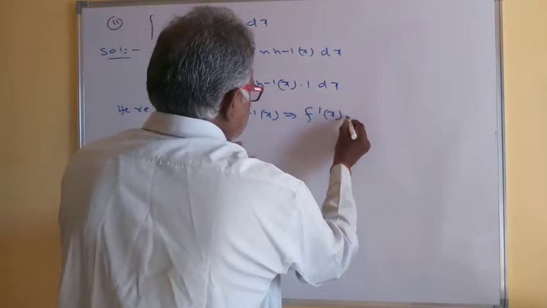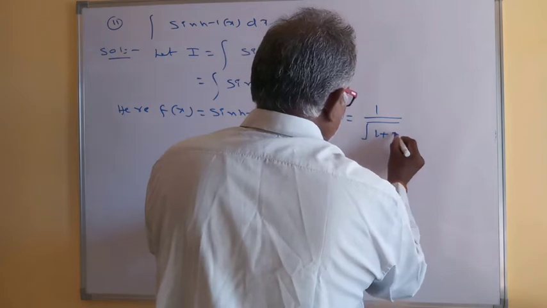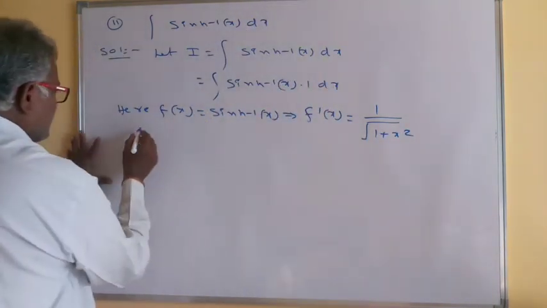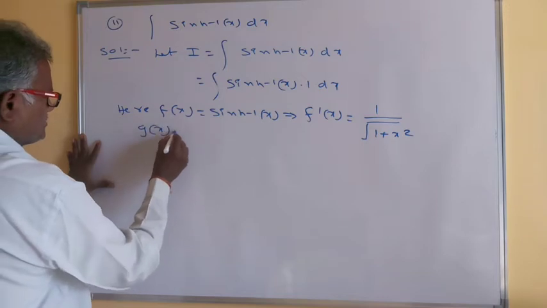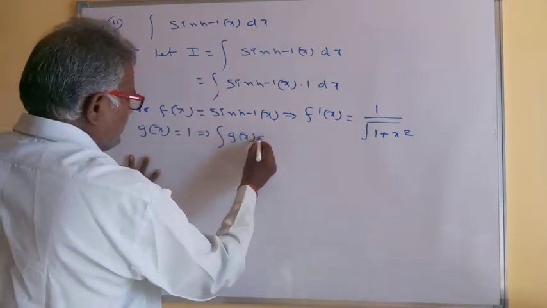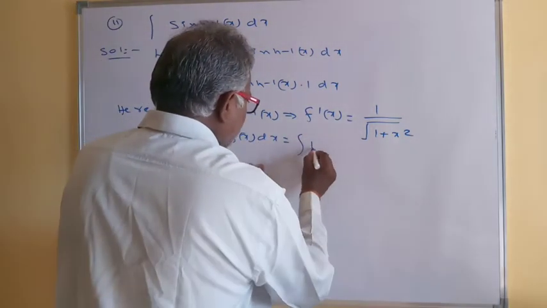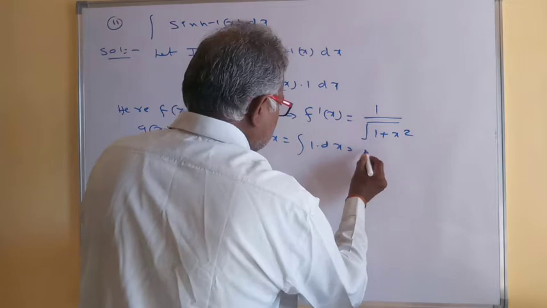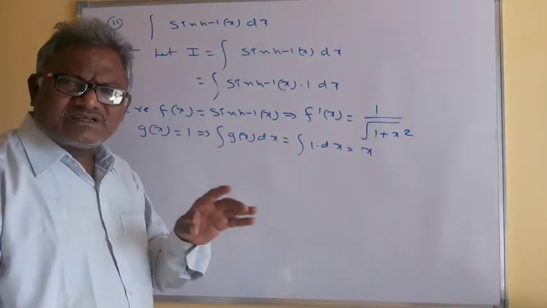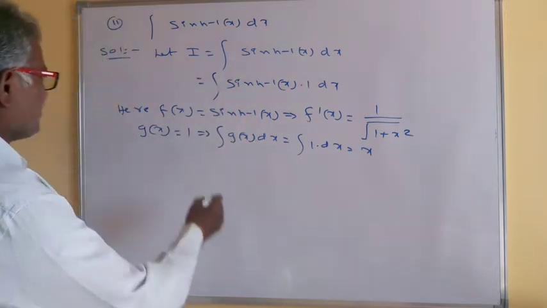So f dash x, the derivative of sin h inverse x, is 1 by root of 1 plus x square. Now the second function g of x is equal to 1. So always for the second function, what you have to do? Find the integral value. Okay, integral 1 dx. So integral of 1 is x. Okay, for the first function always find the derivative. For the second function, always find the integral value.